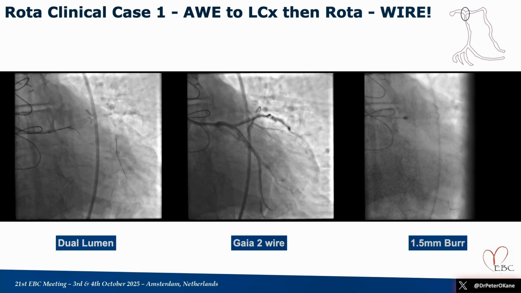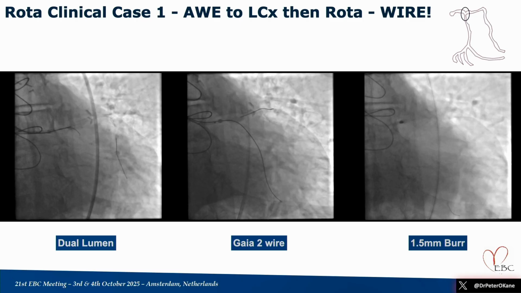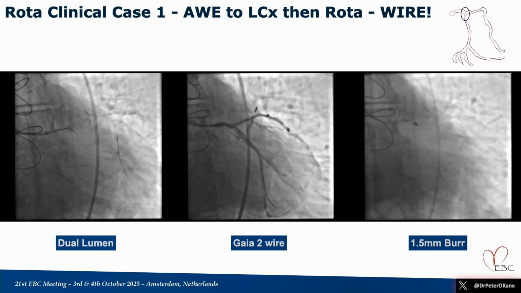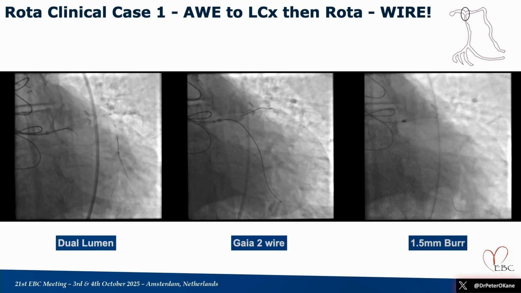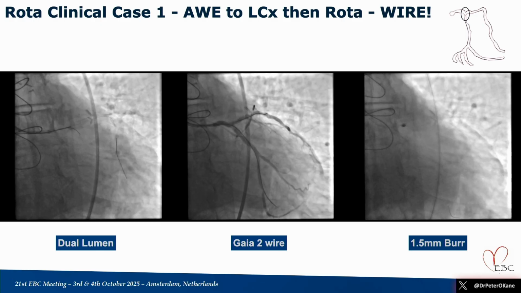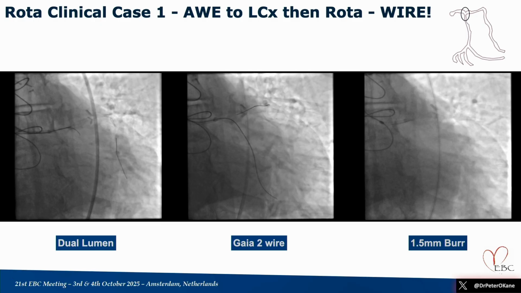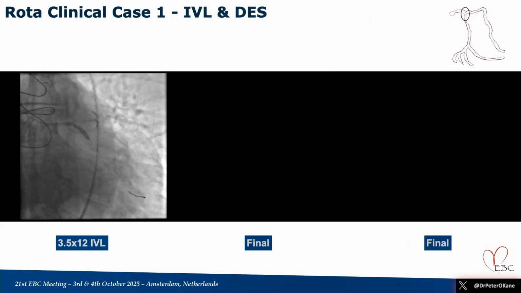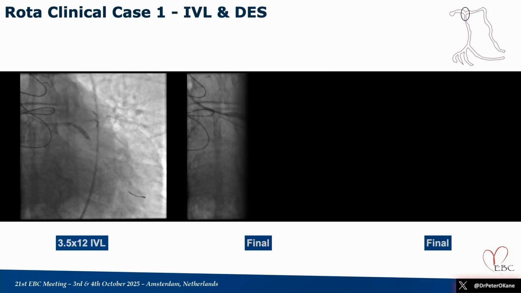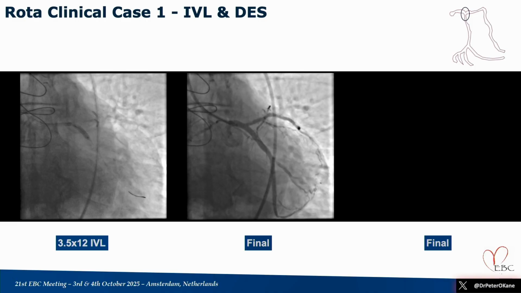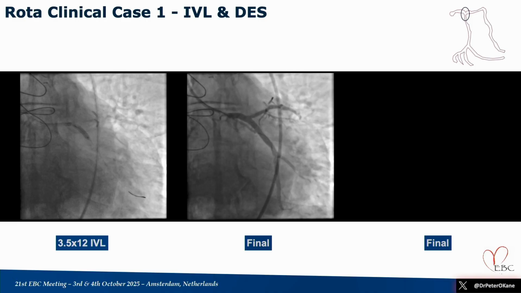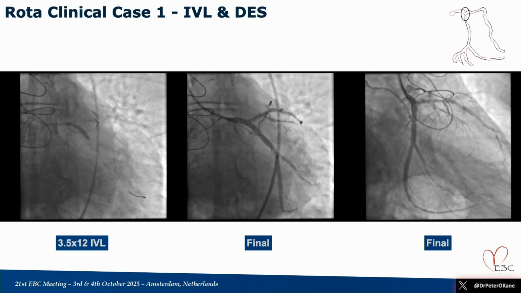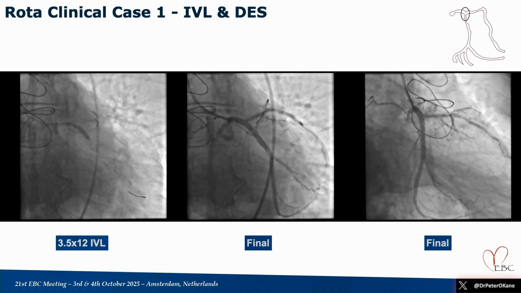Interestingly, then I switched out with calcium, switched out for a rotor, and you can see here it's quite interesting because the wire flips back as the burr goes around the corner, and it happens a couple of times. I still don't really understand that. I think it was a bit of tension in the system. Anyway, we had to use IVL because I felt that was going to be a safer option. But we got a good result in this, and you'll be pleased to know 3 or 4 years down the line, the patient is very well and angina has sorted.